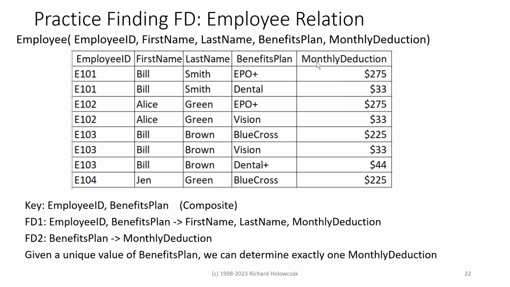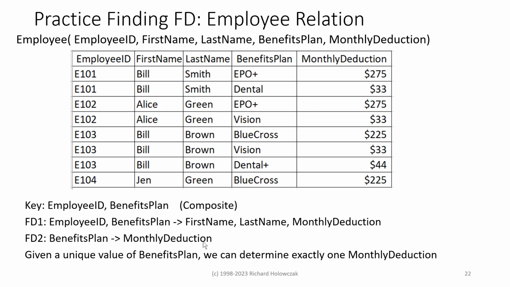Does it work the other way? If you know what the monthly deduction is, can you tell what the plan is? I don't think so, because 2 of our $33 deductions have different plans associated with them. So it only works in the one direction. If you know what the benefits plan is, you can determine what the monthly deduction is. And yes, I used the little minus greater than sign for an arrow here.